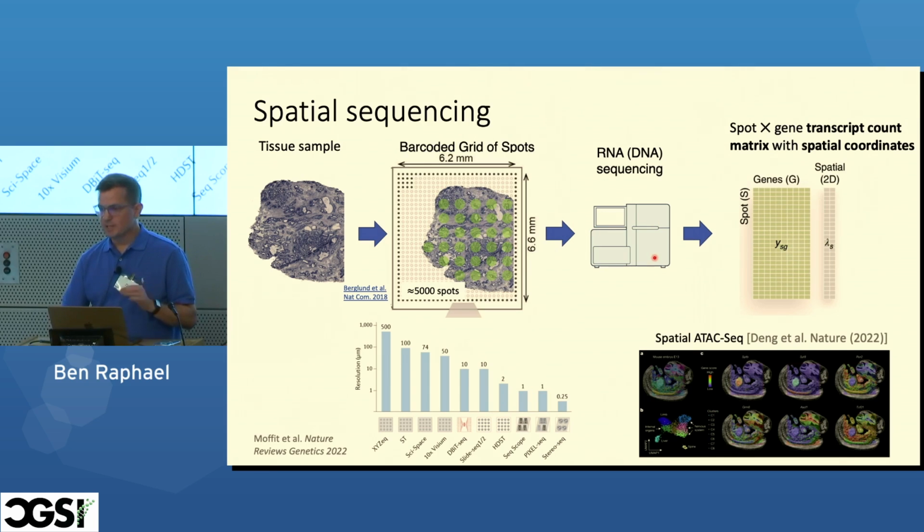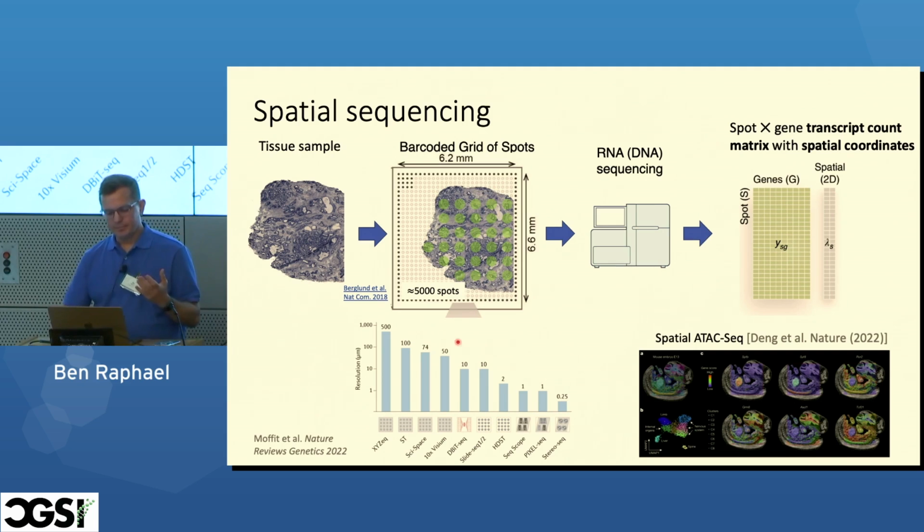And so we can then use standard DNA sequencing to get the type of data that you're familiar with if you've looked at single-cell RNA sequencing data, where for every gene in the genome, if you're measuring mRNA, you measure the mRNA for all genes in thousands of spots. So you get this transcript count matrix where each entry is the number of transcripts, or really what are called unique molecular identifiers, that are measured for that gene in that spot. But the new piece is that for every spot, you also know its 2D location in the tissue.